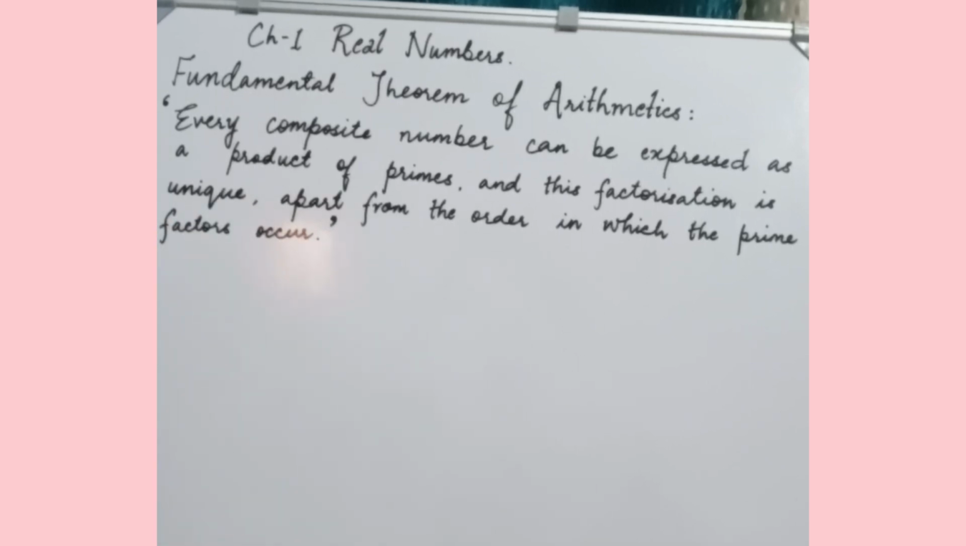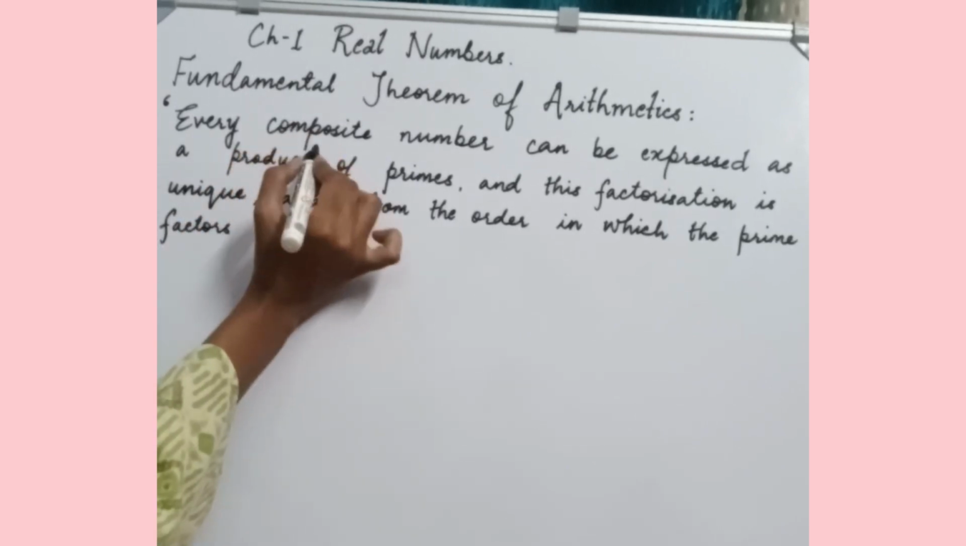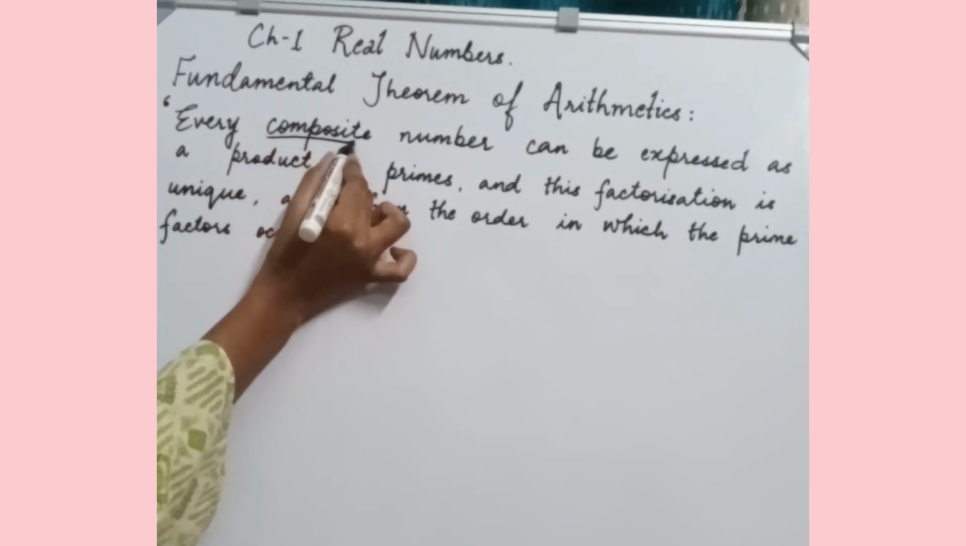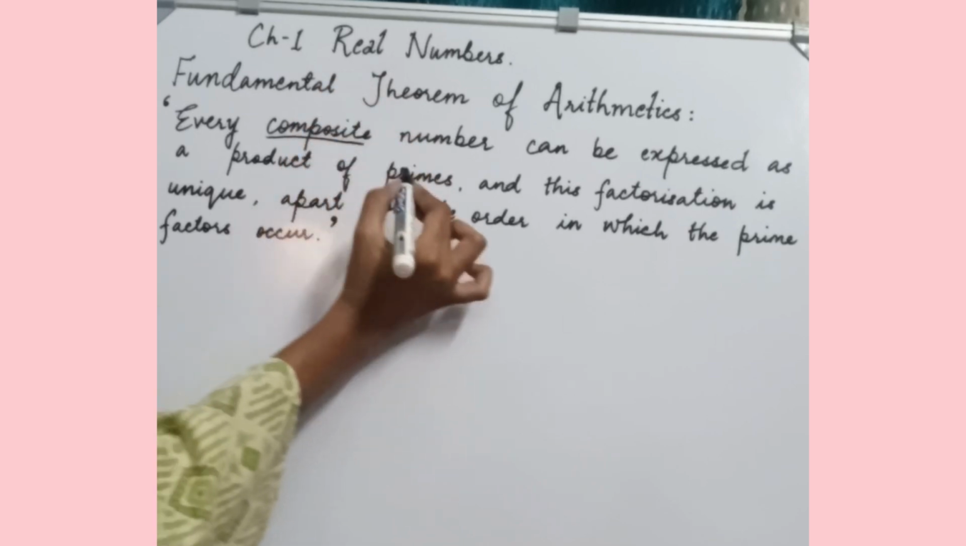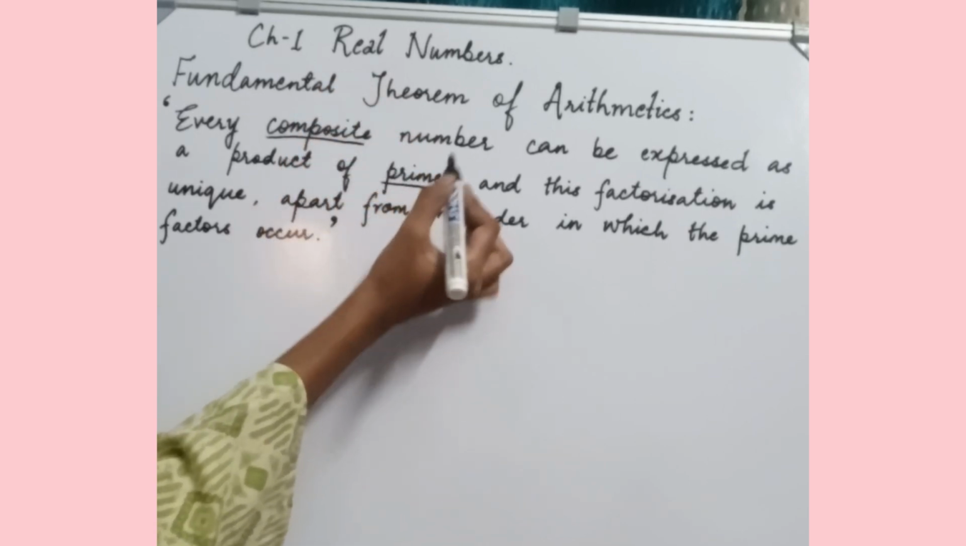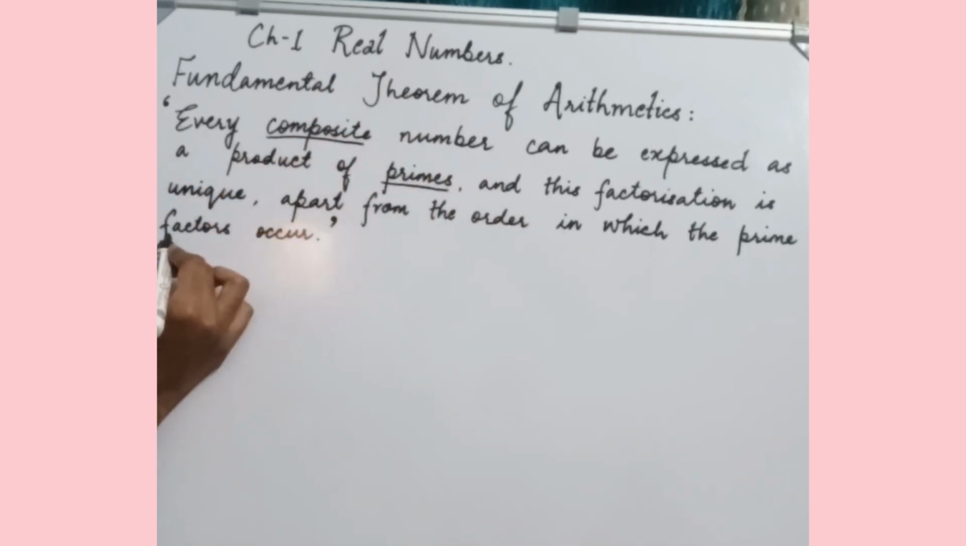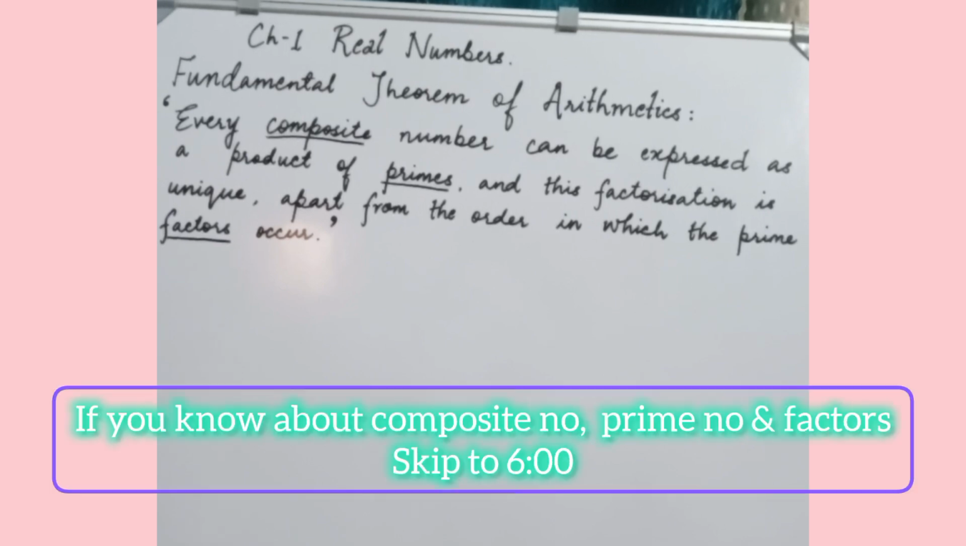Now it sounds a little bit difficult, but don't worry, I'm going to explain to you each and every word, each and every line of this theorem. So first of all, I'll explain the basic terms, that is, what is a composite number, what is a prime number, and what do you mean by factors. If you already know the meaning of all these three words, then that's very good. You can skip this part of the video and move ahead.